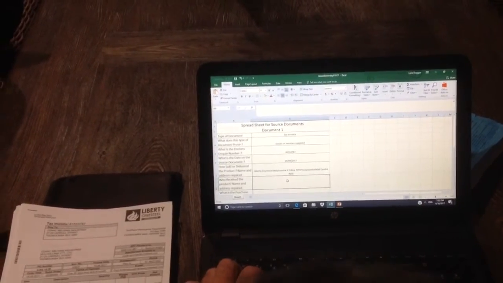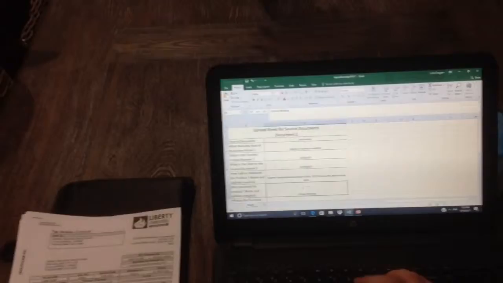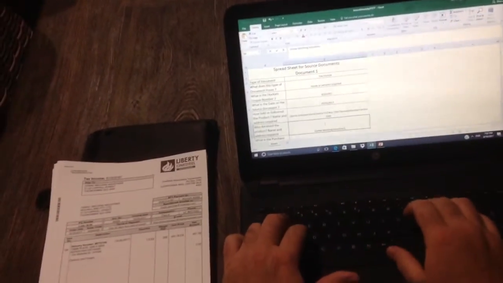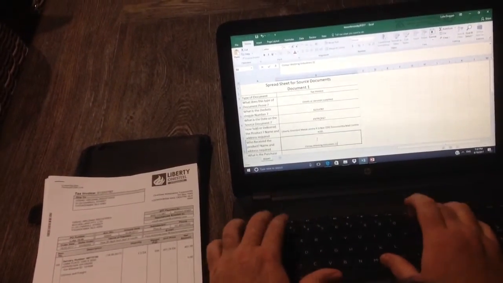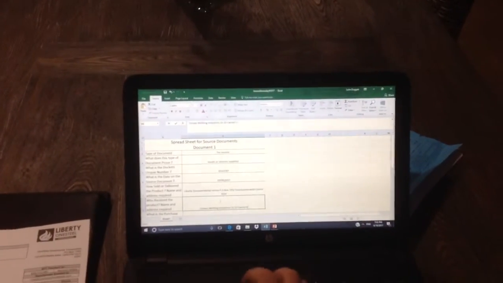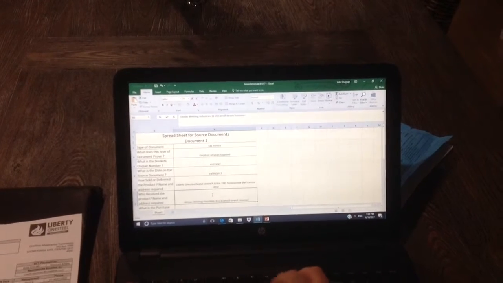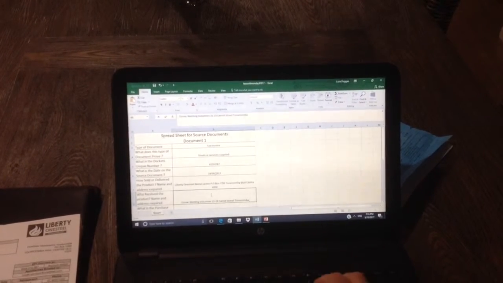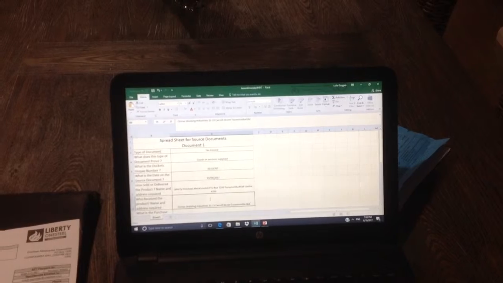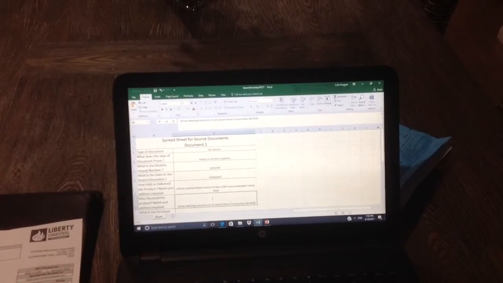Who received the product? Name and address. That's who it was shipped to. Osmac Welding Industries, 2123 Carroll Street, Toowoomba, Queensland 4350.